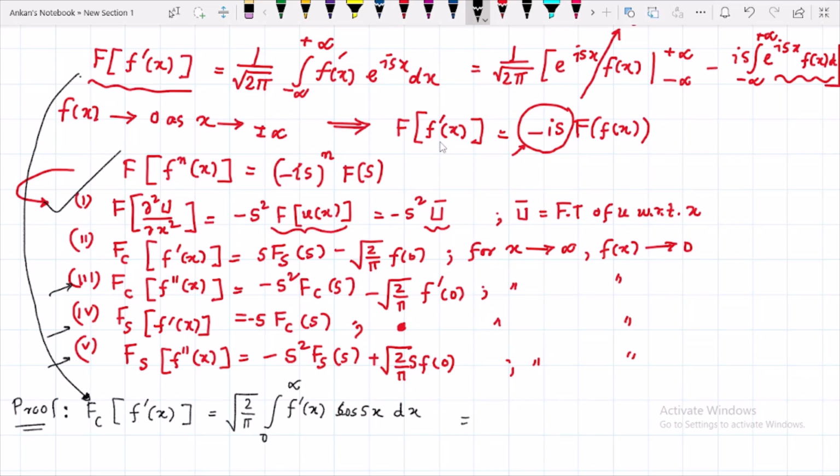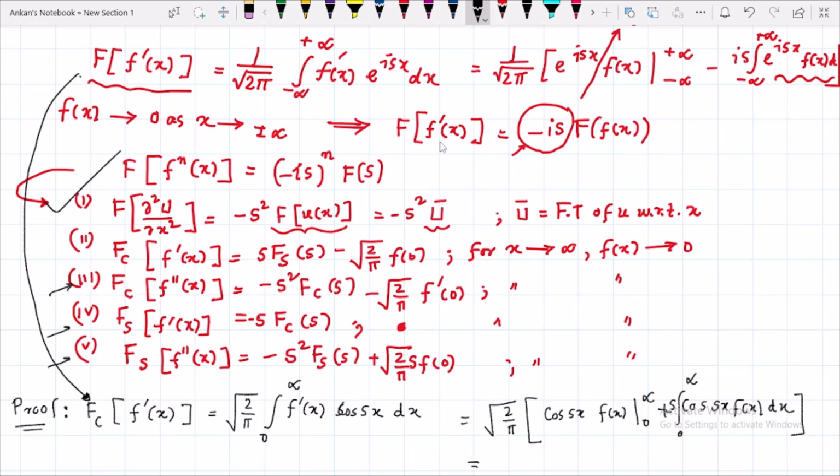Now you have to integrate this by the integration by parts. So root 2 by pi, first function, integration of the second, minus derivative of first function, integration of the second, so cos of sx with s from 0 to infinity f(x) dx.